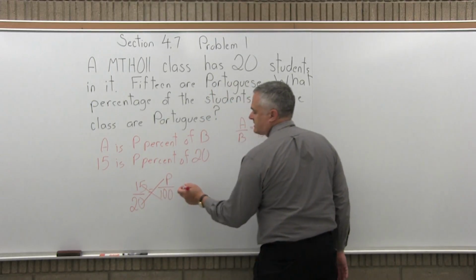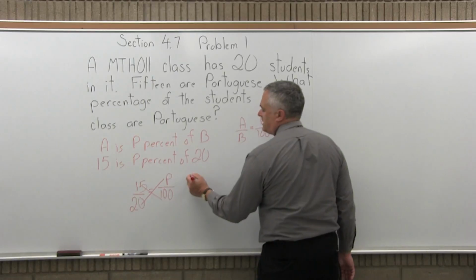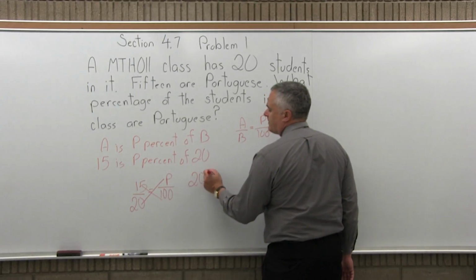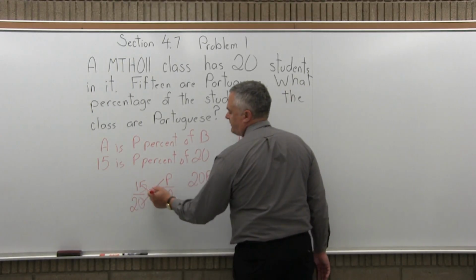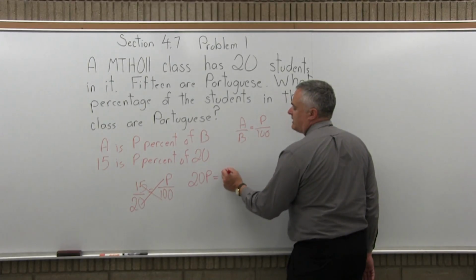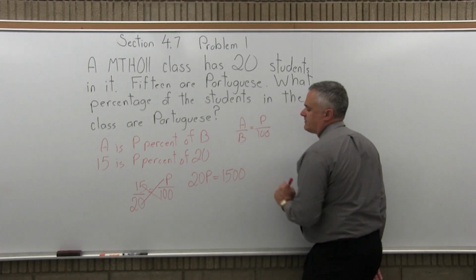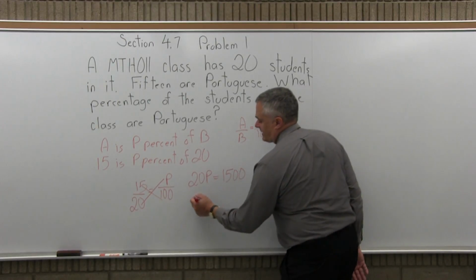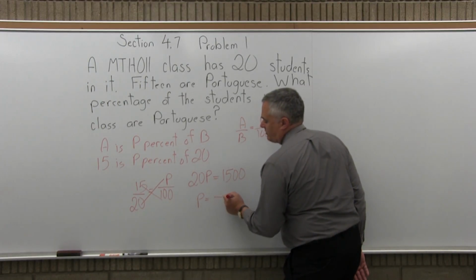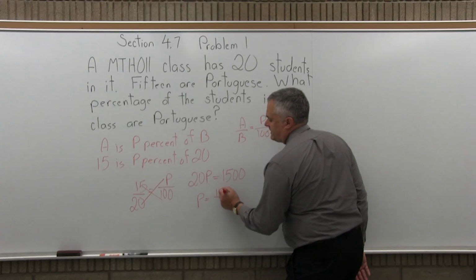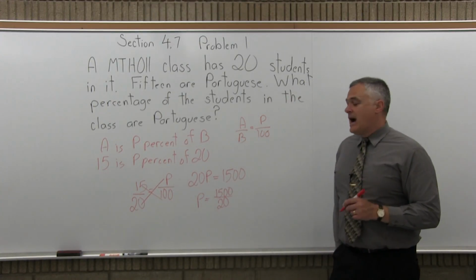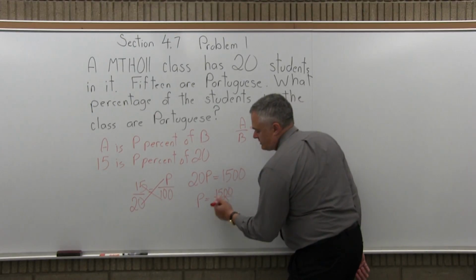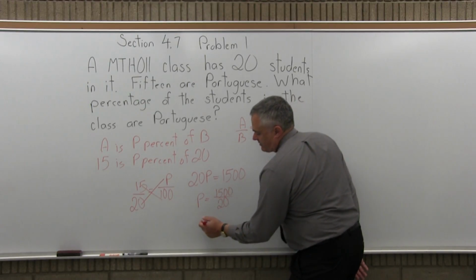You're going to divide what's next to the P. So 20 times P will be 20P. That will be equal to 15 times 100 is 1500. Now to solve for our unknown of P, we'll just divide the 20 into the other side. So P is 1500 over 20. Now, I can reduce that without using even a calculator.